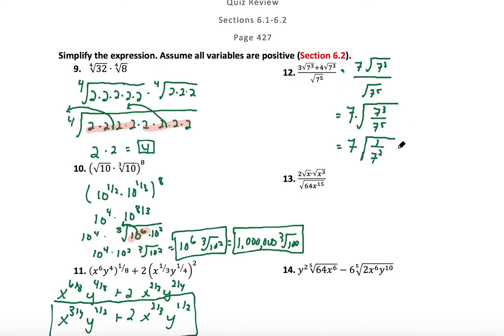Okay, which is going to equal 7 times the square root of 1 over the square root of 7 squared. Oops. All right. Which is going to equal 7 times 1 over 7, which is going to give me 1. There's your final answer.